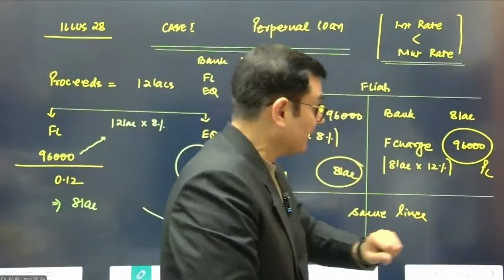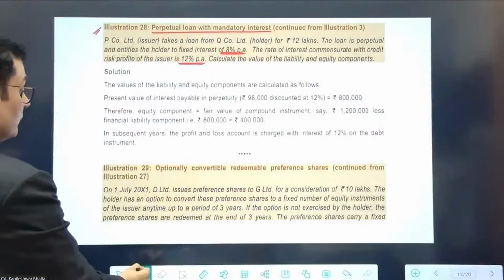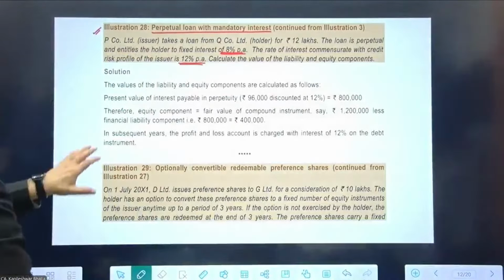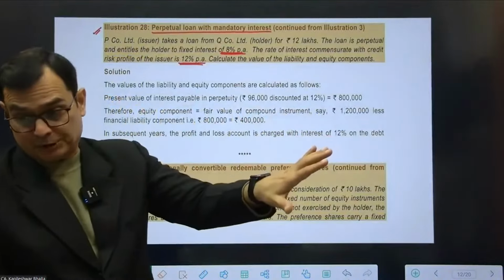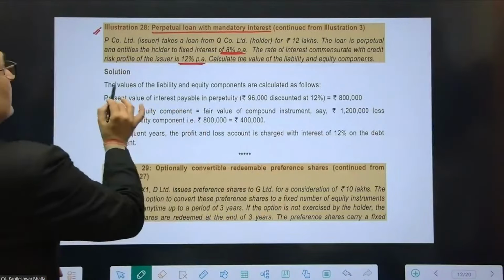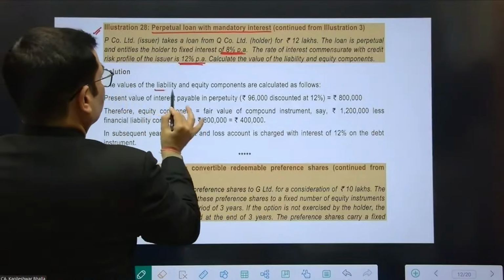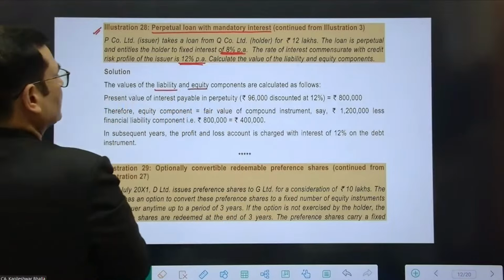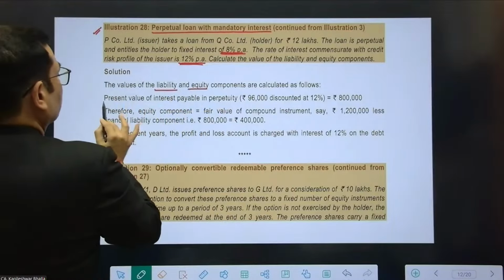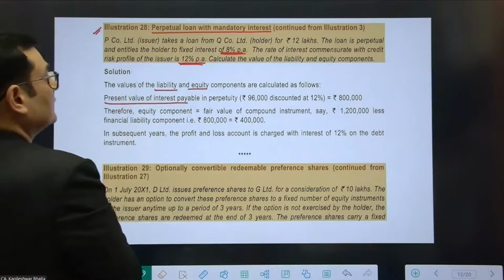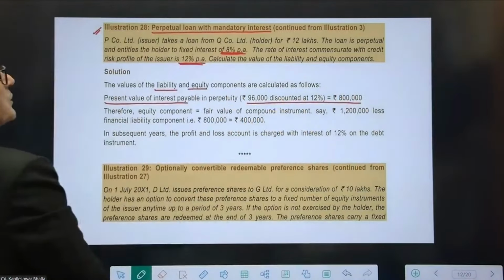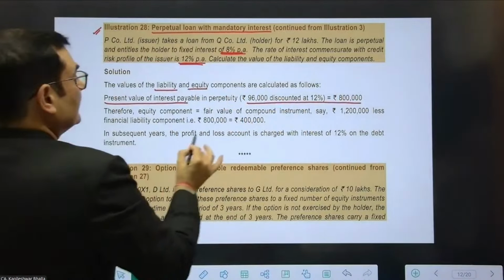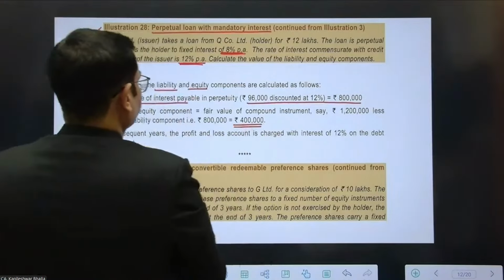Let's come back and see the detailed answer which is given in the study as well, though I've just converted that all into ledger accounts for a better understanding of the picture. It says the value of the liability and the equity components are calculated as under. We take the present value of interest. So 96,000 is the annuity discounted at 12%. So we get the equity component as 4 lakh.